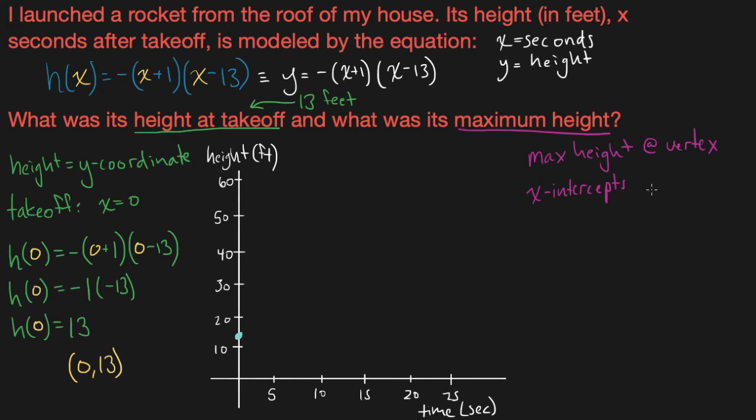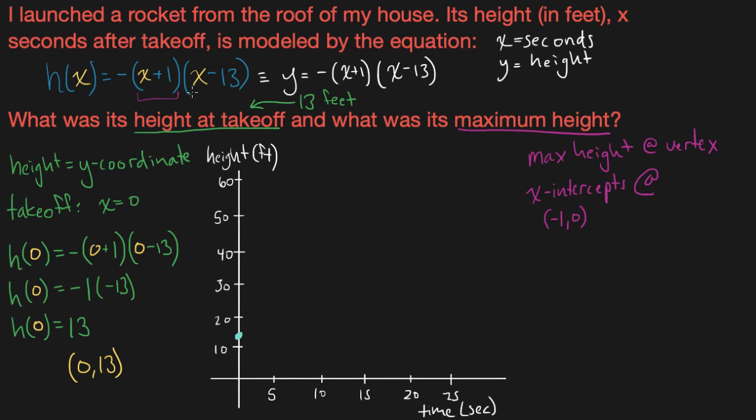Now looking at the function here, we have one x-intercept when x is equal to -1, and I can see that because if I substituted in -1 for x, then I would have -1 plus 1, and that would make this set of parentheses equal to 0. And so that would multiply to make the entire right-hand side of the equation equal to 0. So I must have one x-intercept at the point (-1, 0). And 0 is just my y-coordinate.